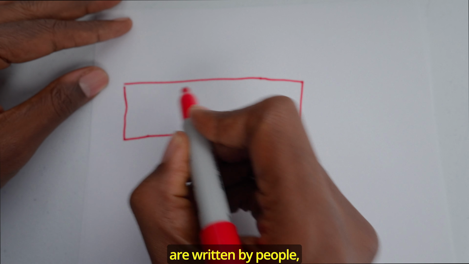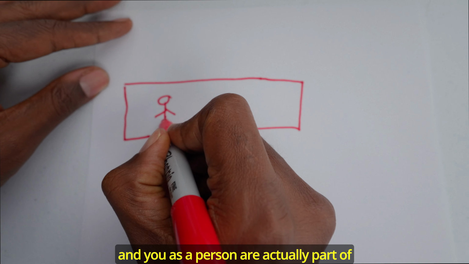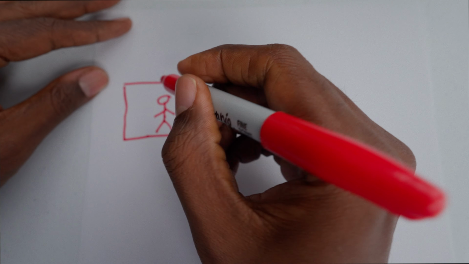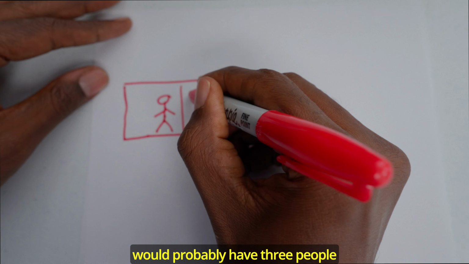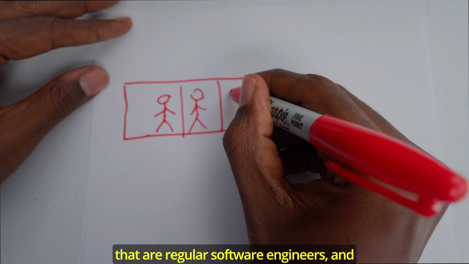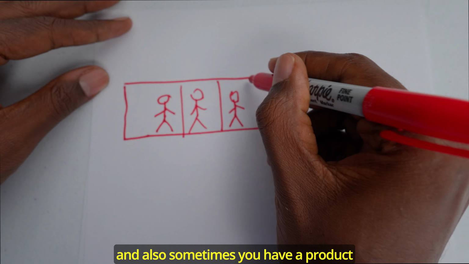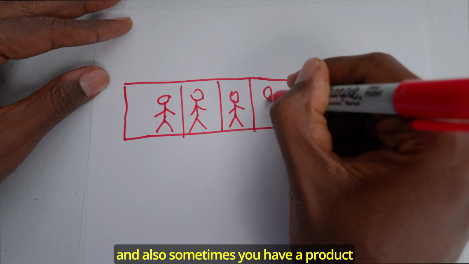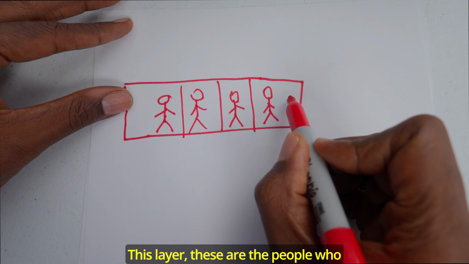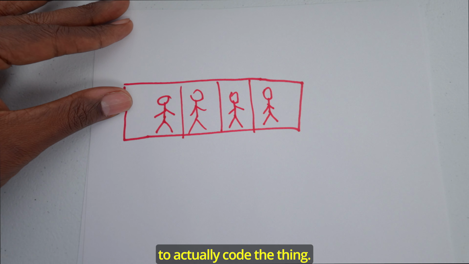As you know, software is written by people. And you, as a person, you're actually part of a layer system, right? You work with a team, and usually a team of software engineers would probably have 3 people that are regular software engineers, you're gonna have a tech lead, and also sometimes you have a product owner or project manager. This layer, these are the people who know how to interact with the computer to actually code the thing.